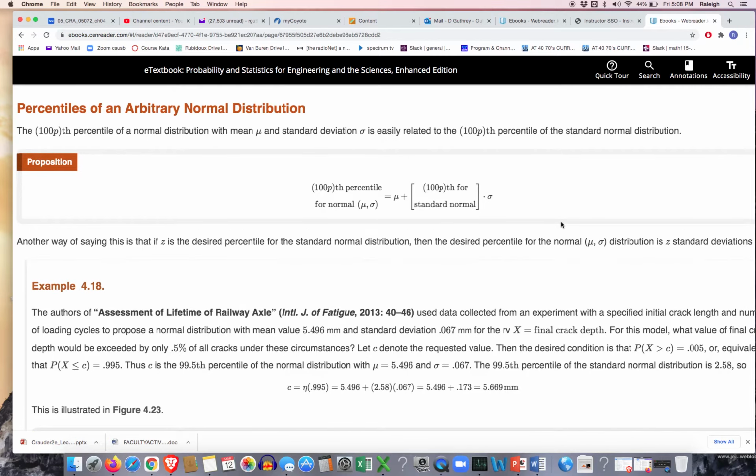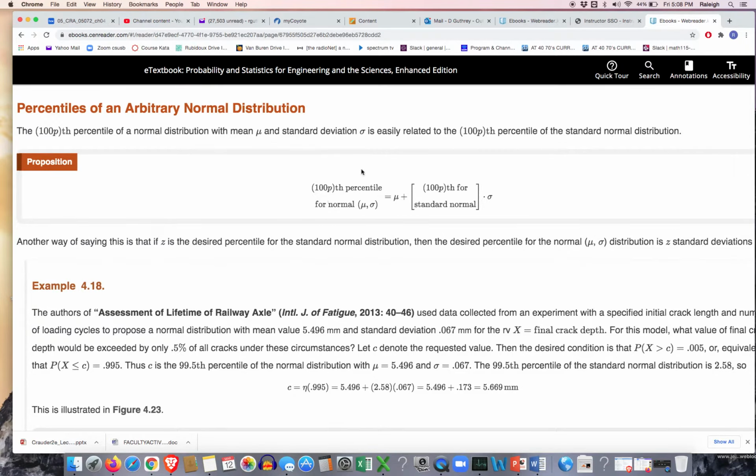We have percentiles of an arbitrary normal distribution. Now this is an important one because so many times they want to go for percentiles. So the 100th percentile of a normal distribution, this is cumulative again, for a normal distribution, mean of mu, standard deviation sigma, is related to the percentile of the standard normal distribution. So we're going to just take x equals mu plus z sigma.